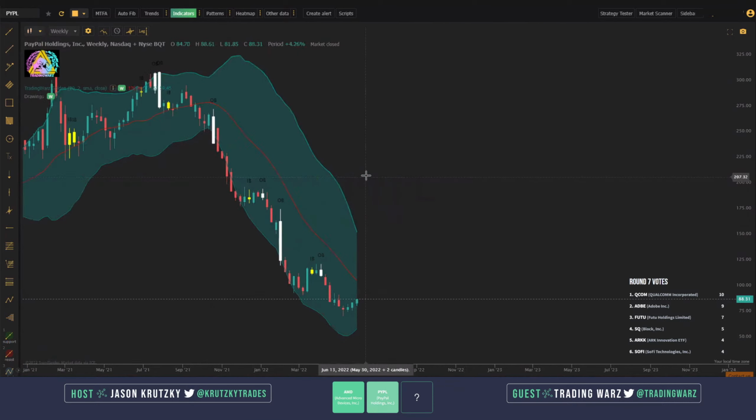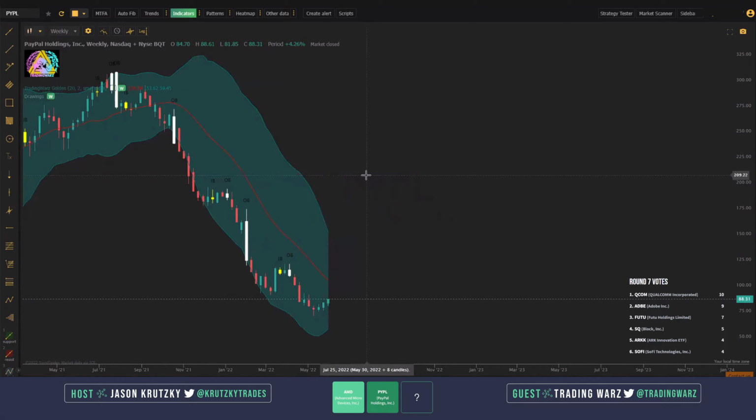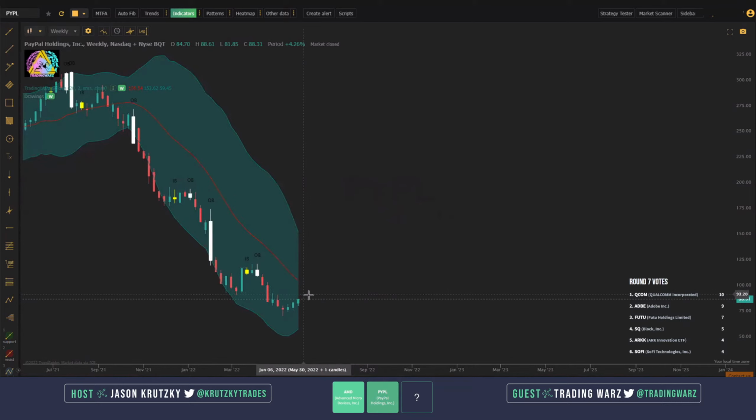So right now I'm kind of in a no trade zone with PayPal, just because if you look at these candle sizes, they're so tiny compared to these bigger bars. So what that means to me is that we could get a big bar soon, and I'd rather wait for that bar, maybe another outside bar setup like this, in order to take the trade.